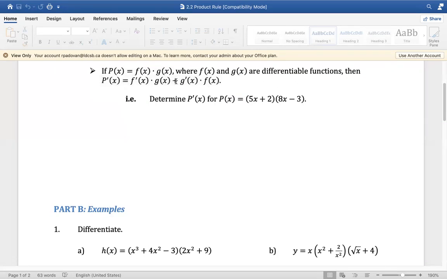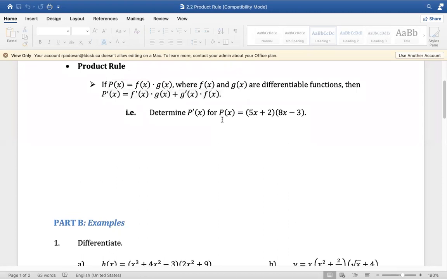Add that to the derivative of the second part, g prime of x, multiplied by, copy down the first part. The product rule can only work if I'm multiplying two things. Not if there's three, not if there's four, but it has to be the product of two things. They don't have to be binomials, right? They could be a trinomial, which we'll see an example of.